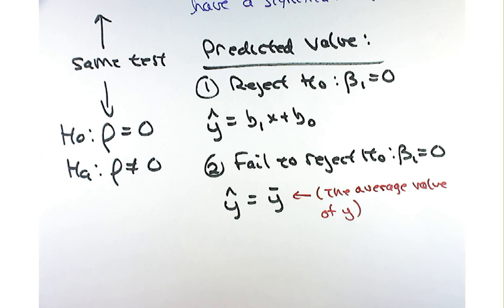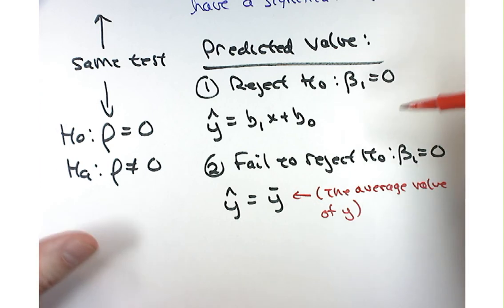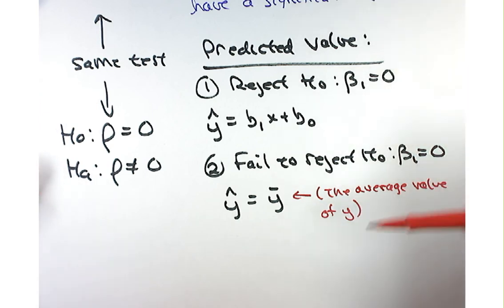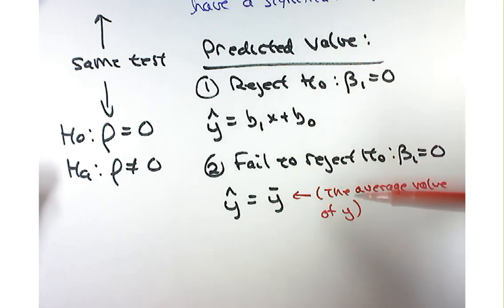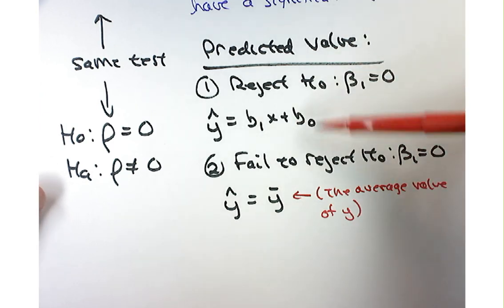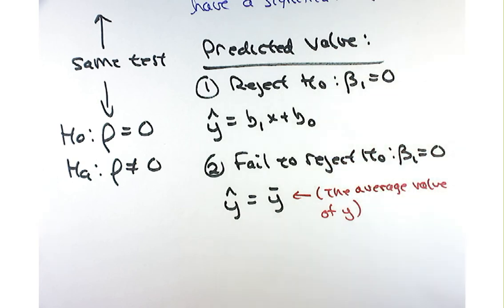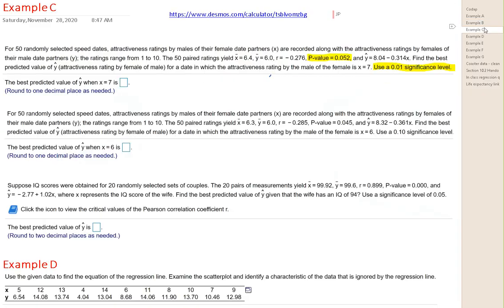So depending on your data, and whether you reject H naught or not, your prediction is going to be based on either this model or this model, one of those two. And what we're going to do next is practice both of those just to get in the groove, and then I'll give you one to look at. It starts with example C on your handout. I'll do it up here.